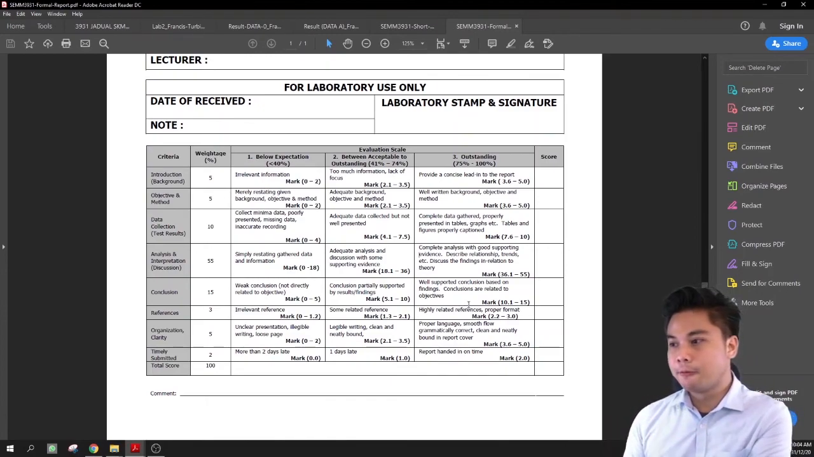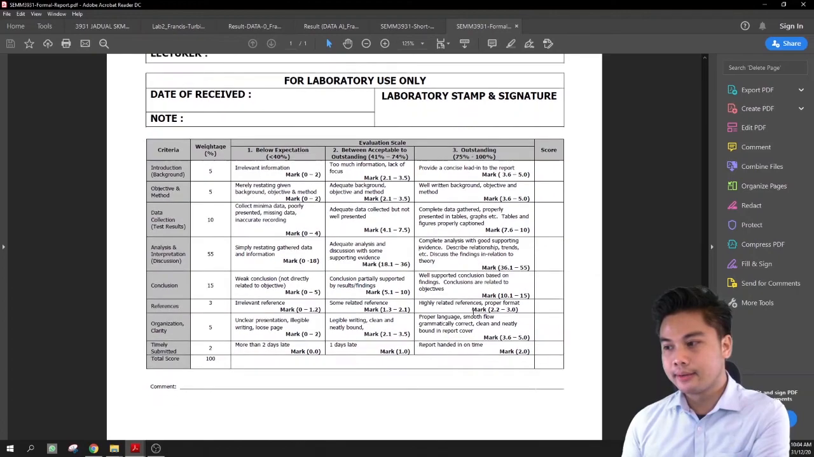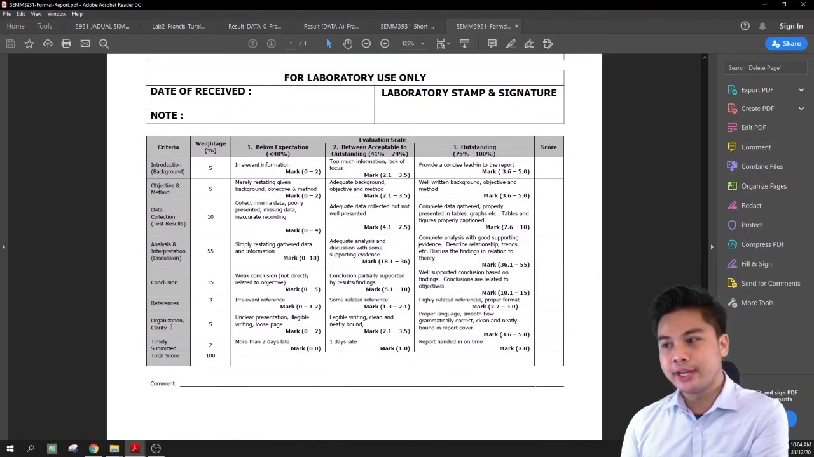Answer the objective. For the references, use highly related references in the proper format. If you use APA, please use it consistently. For organization and clarity: proper language, smooth flow, grammatically correct, clean, and neatly bound in a report cover. And lastly, time submitted: please submit on time.